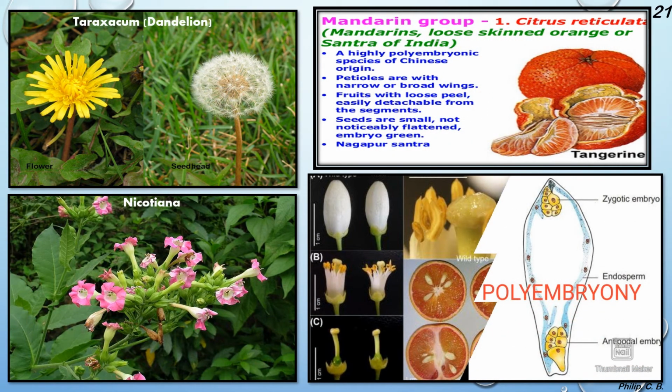Now the images: Taraxacum or dandelion. Again you can see the flower, how beautiful they are. Then Nicotiana. Here, mandarin, that is Citrus reticulata, or you can say the citrus fruits. Then here polyembryony, how it occurs. So you can see a zygotic embryo, endosperm, and the antipodal embryo at the antipodal end, so polyembryony.